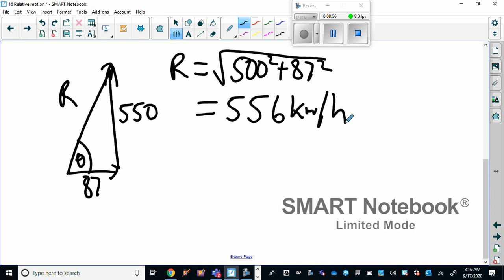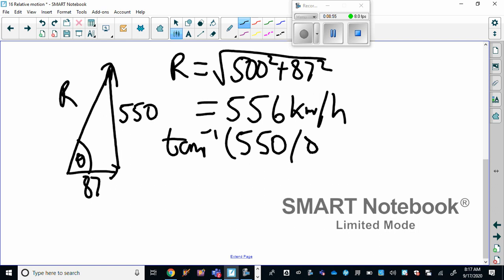That should make sense to you, because if you want to go north and the wind has a southerly component, you're going to have to fly faster than 500. If you want to go north at 500 kilometers an hour, but the wind is pushing you a little bit south, then you're going to have to fly a little faster than 500 kilometers per hour. And theta turns out to be inverse tangent, 550.